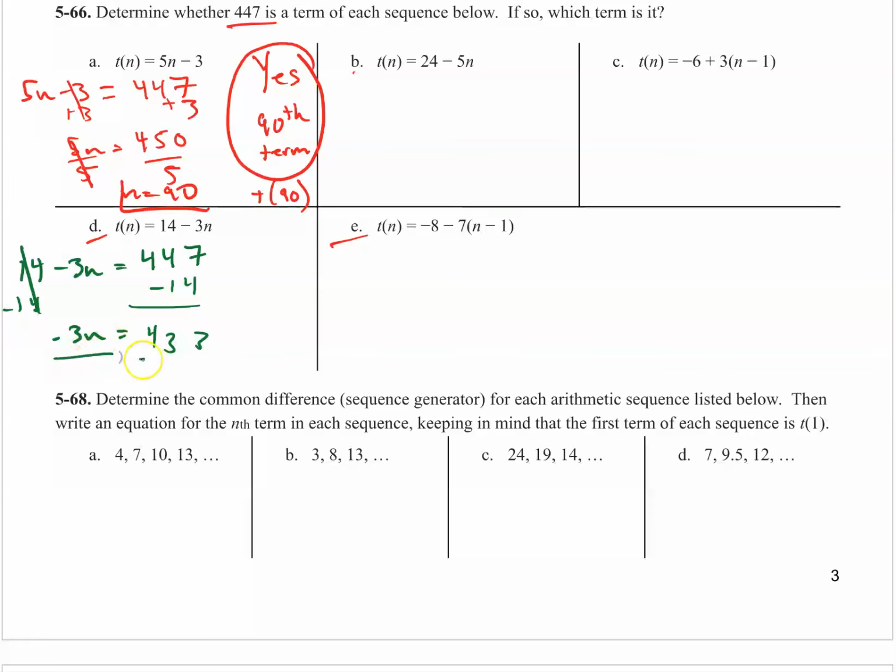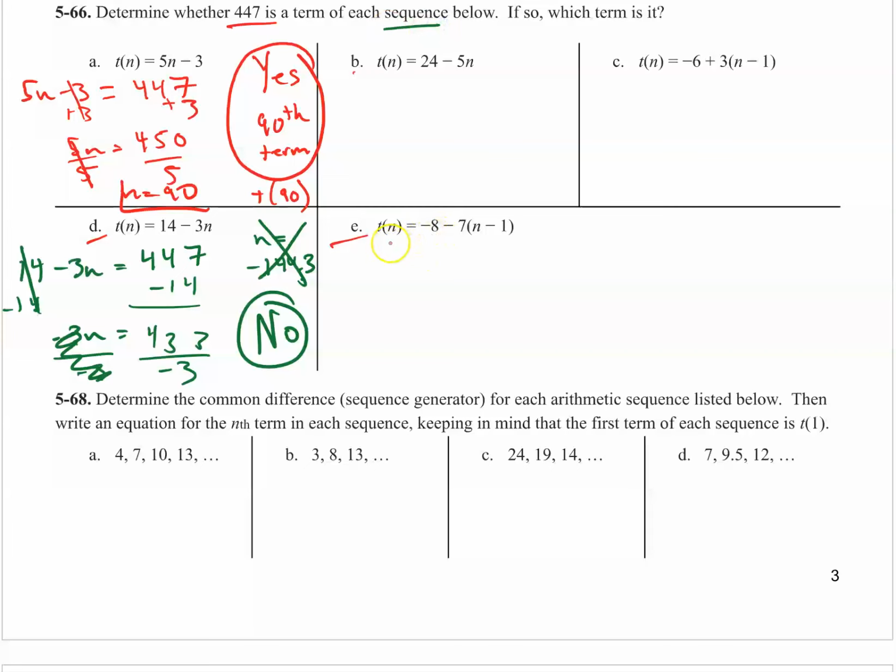All right, and then to make n alone, I need to get rid of the 3, but also the negative sign too. So I'll divide both sides by negative 3. That'll cancel, leaving n, and n is equal to negative 144.3. The answer is no. Remember, you can't have a decimal. It can only be a whole number because we're doing it with sequences. In sequences, you only have whole numbers.